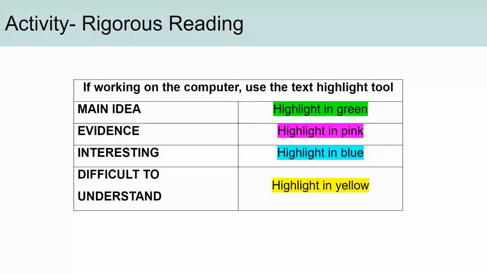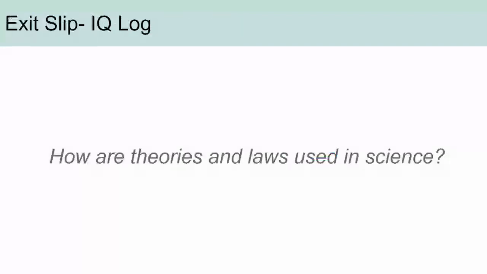Again, we're going to be working on the computer with our text, looking for our main idea and our evidence, using our rigorous reading annotation guide that we've got here, and the levels of questions that follow to further understand how the theory of evolution is in fact a unifying theory. There is no Google form for this lesson itself, but we will update our inquiry question log. So how are theories and laws used in science?